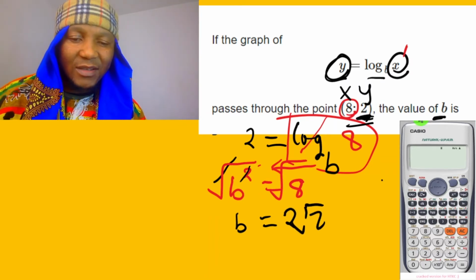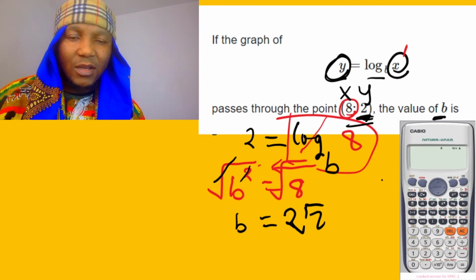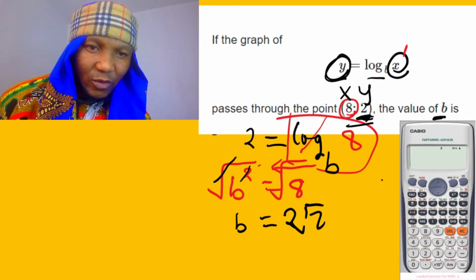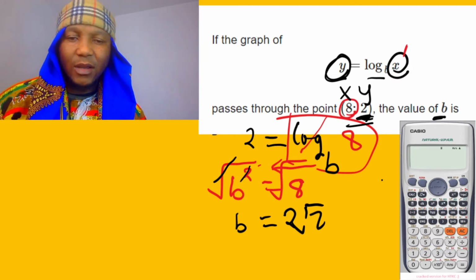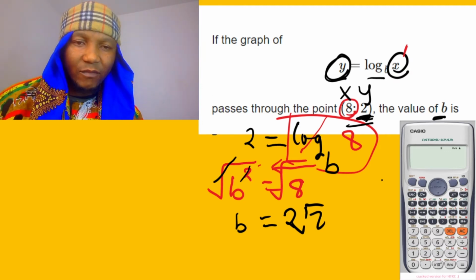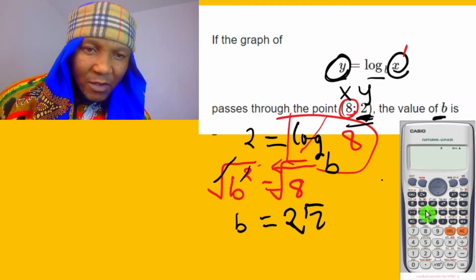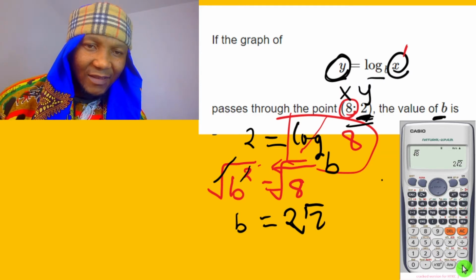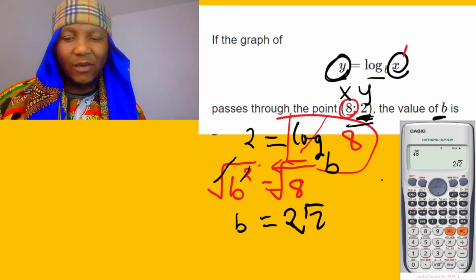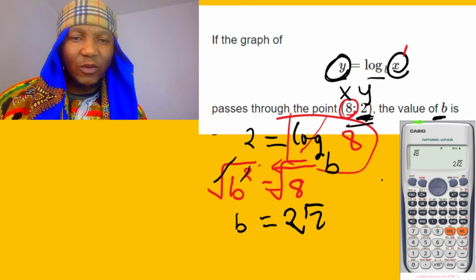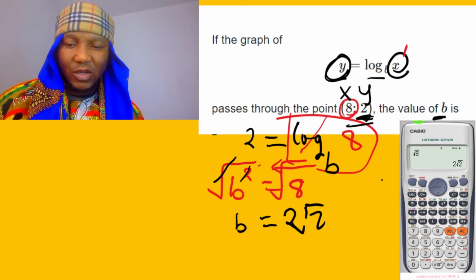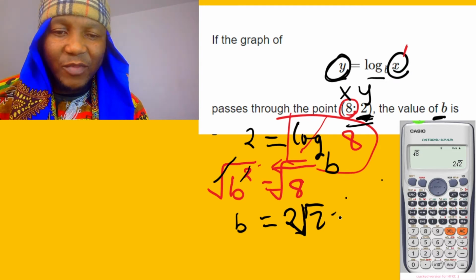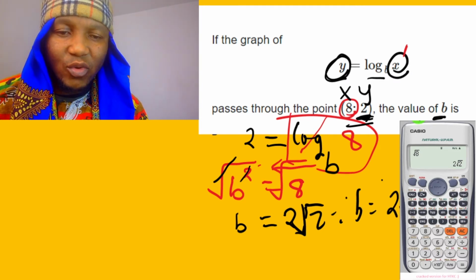And I can show you there. Just a second. Okay, now let's prove that. I've got my calculator. We're going to say square root of 8, and that gives us 2 square root of 2. So for that case, our answer here is 2 square root of 2. The value of b equals 2 square root of 2.